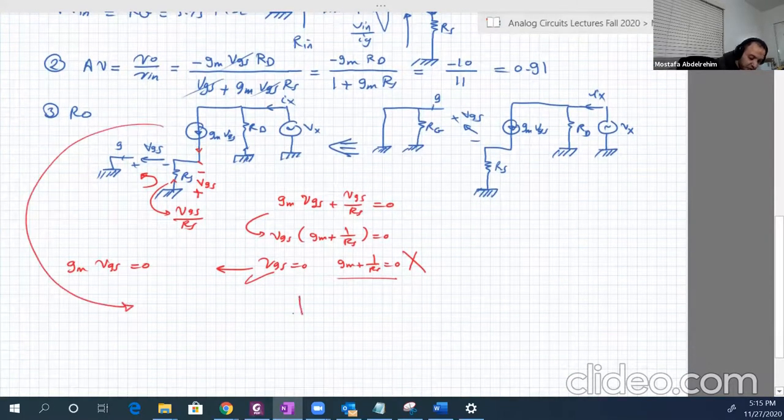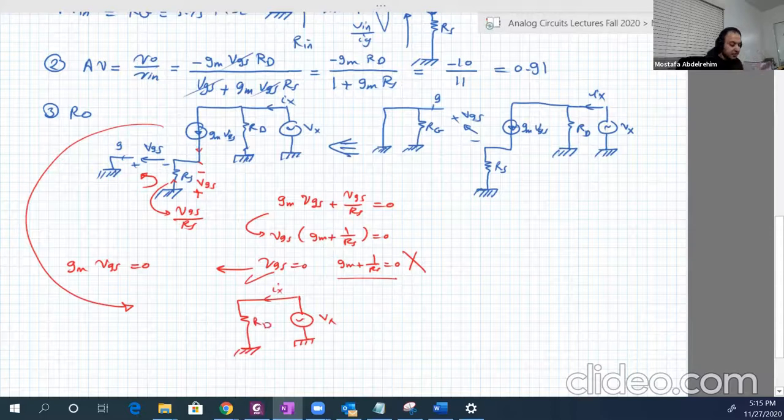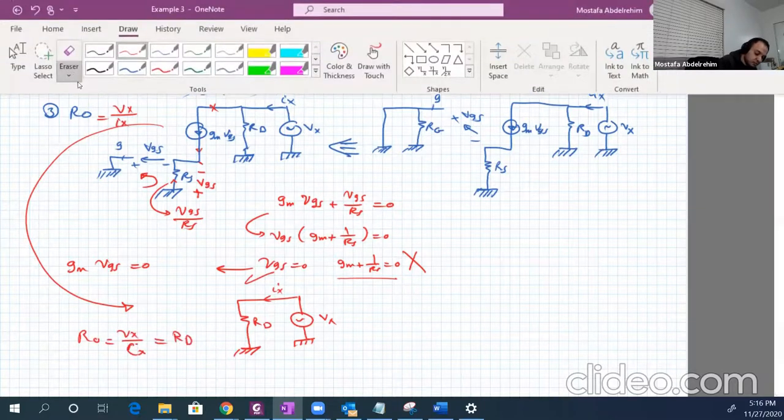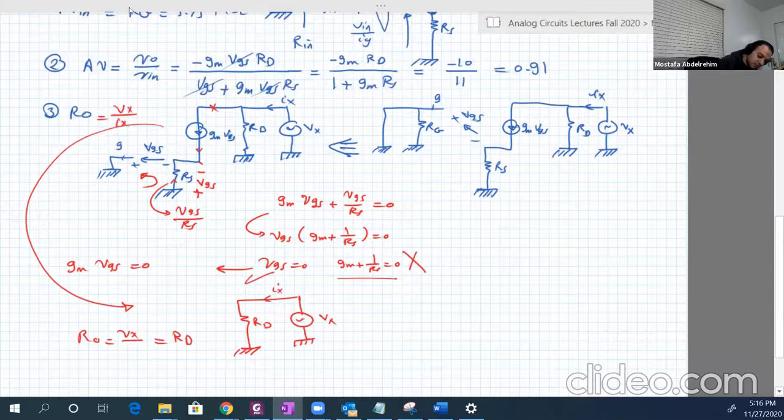So this whole circuit here can be reduced to the following: Vx, Ix, and RD. That's it, because now this guy is an open circuit. So Ro, which is equal to Vx over Ix, is just equal to RD, which is 10 kilo ohms. Okay, so this is also a direct example.